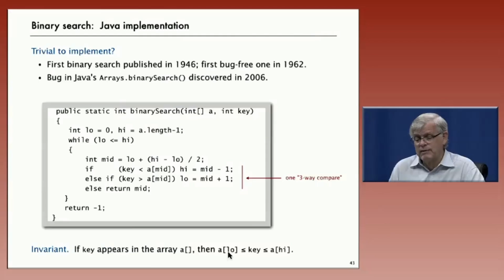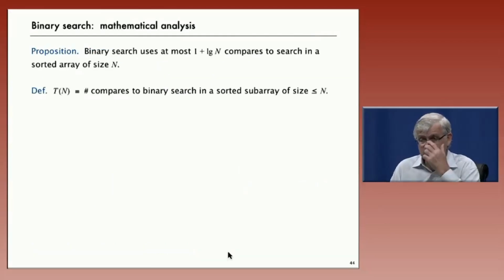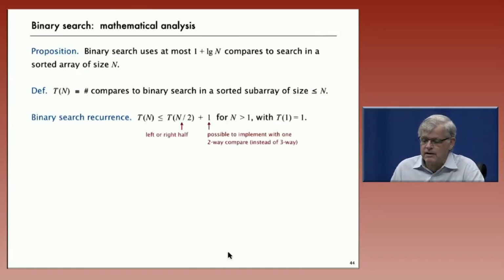All right, so that's a program that you're probably familiar with. Let's look at the mathematical analysis of that program. And this is a theorem that we're going to prove. We usually won't do a lot of proofs, but this one's worth doing. So it says that binary search uses at most 1 plus log base 2 of n compares to complete a search in a sorted array of size n. So we set up the problem by defining a variable T(n), which is the number of compares that binary search is going to need for an array of size n. And then we write down a recurrence relation that reflects the code.